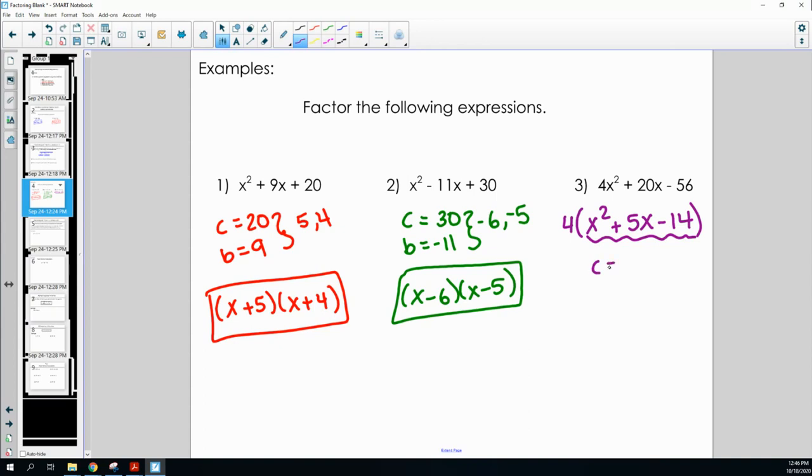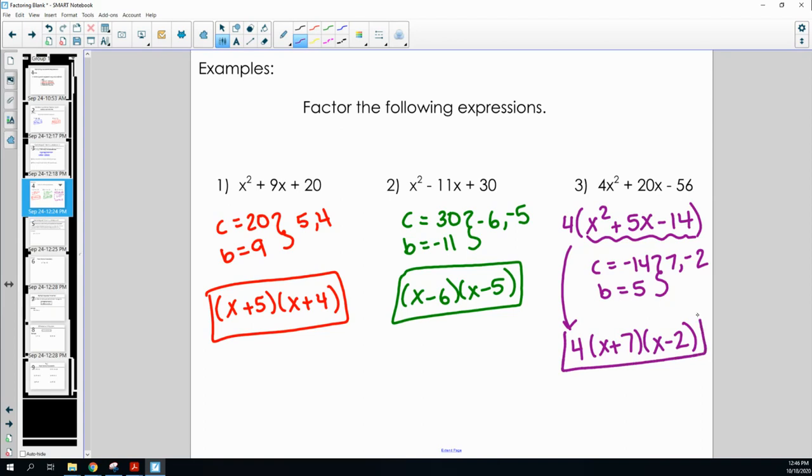So we have c is equal to negative 14 and b is equal to 5. So two numbers that multiply to negative 14 and add to 5. So we're going to use 7 and negative 2. So 7 plus negative 2 is 5. 7 times negative 2 is negative 14. So I can write that as x plus 7 and x minus 2. But since we pulled out that 4 from the beginning, we need to make sure that we bring it back in front at the end. So if I had FOILed just the x plus 7 and the x minus 2, I would not get what I originally started with. So we want to make sure that we have the 4 on the outside. So now that is fully factored.